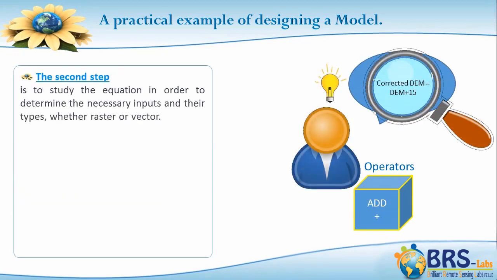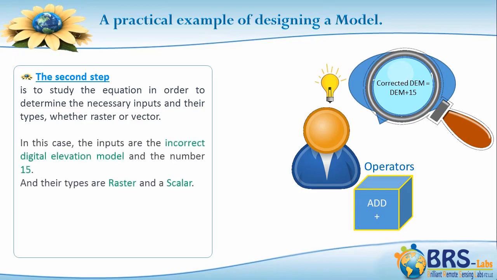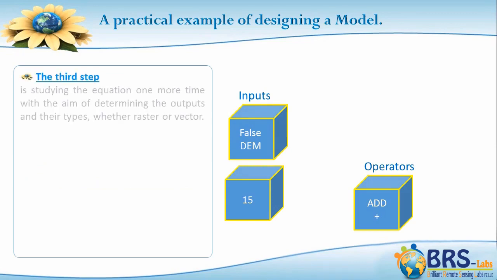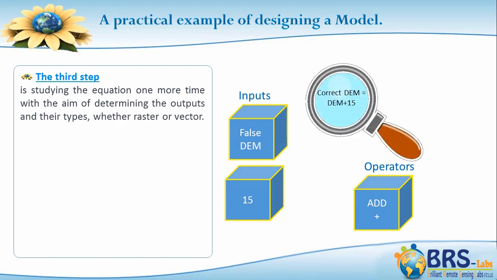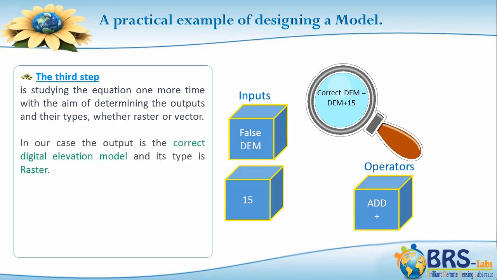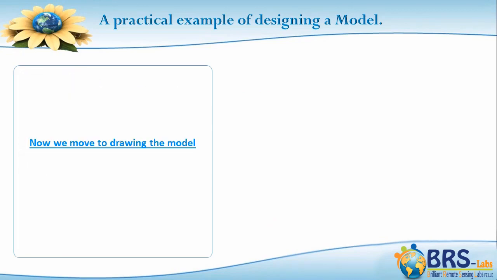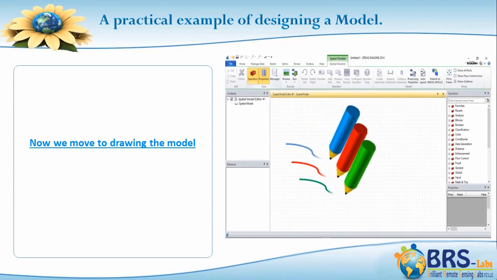The second step is to study the equation in order to determine the necessary inputs and their types, whether raster or vector. In this case, the inputs are the incorrect digital elevation model and the number 15, and their types are raster and a scalar. The third step is studying the equation one more time with the aim of determining the outputs and their types, whether raster or vector. In our case, the output is the correct digital elevation model and its type is raster. Now we move to drawing the model.